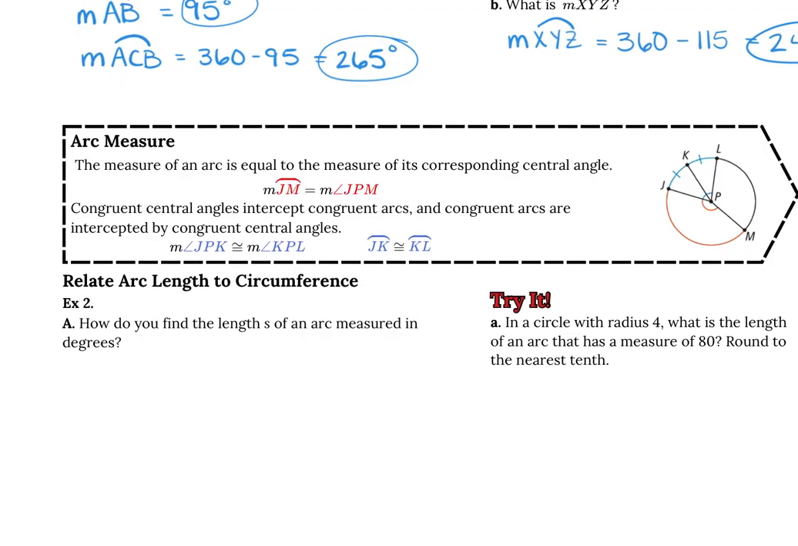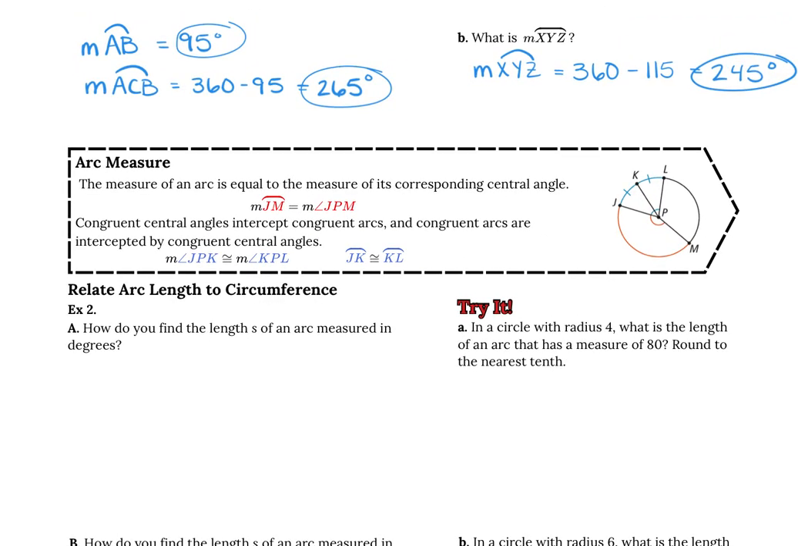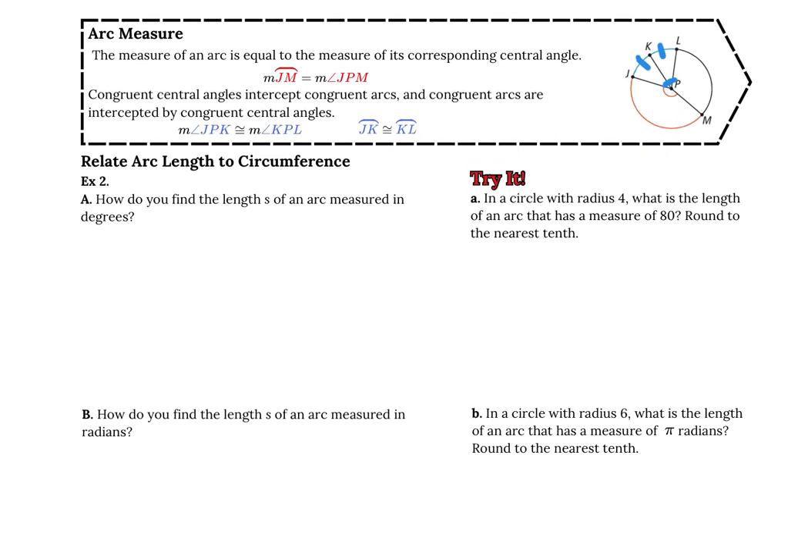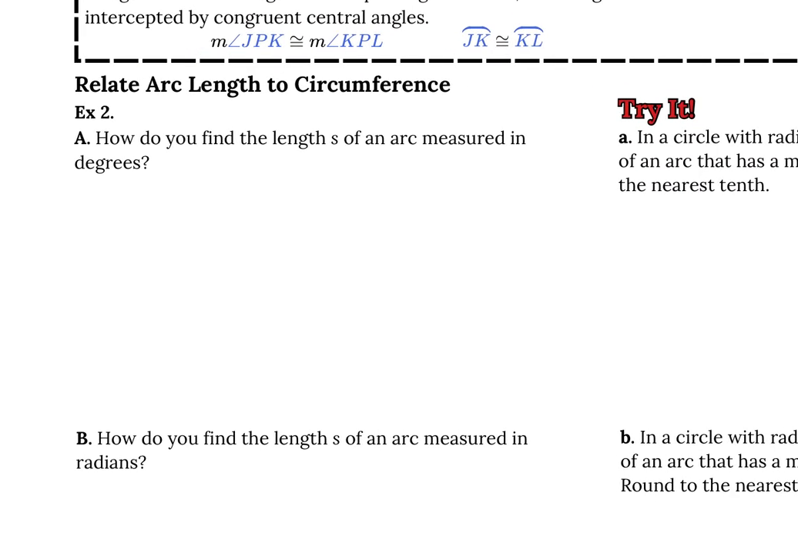Okay. So we kind of just figured out that our arc measure has the same measure as the corresponding angle, the central angle. And that's what this is telling us in our arc measure. We know that if they're telling me that angle JPK is congruent right here to KPL, then the arcs would also be congruent to each other.